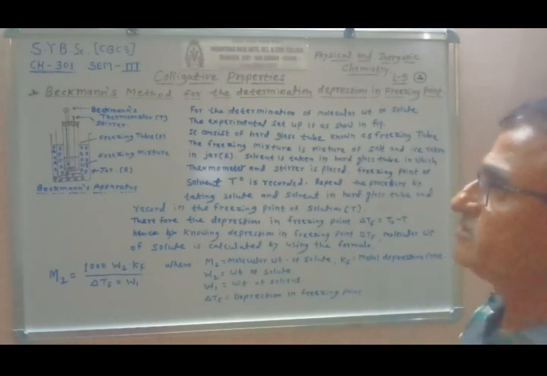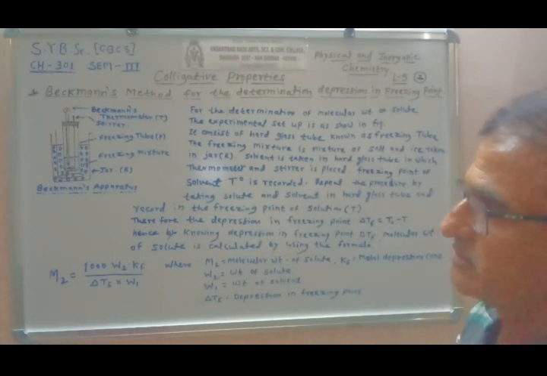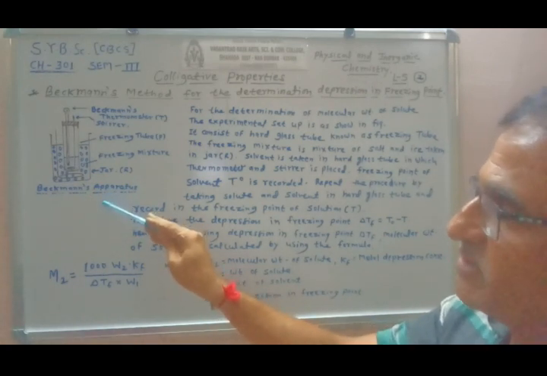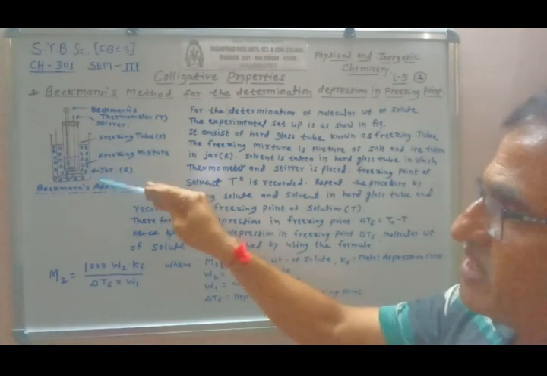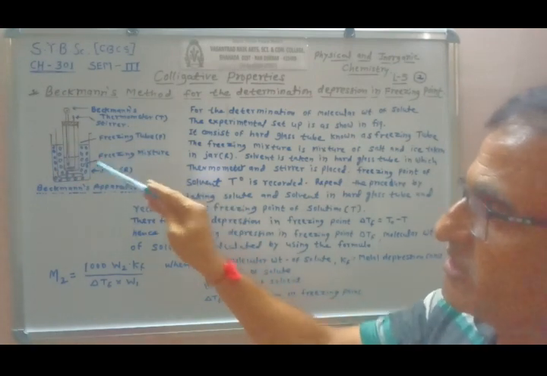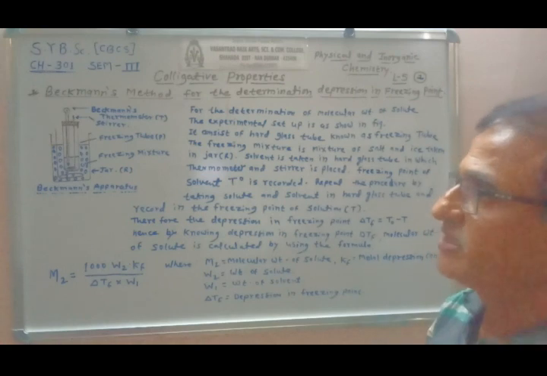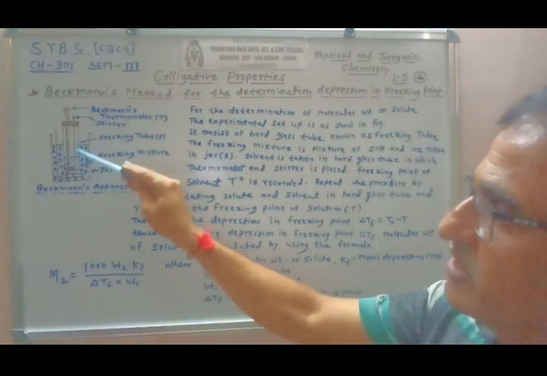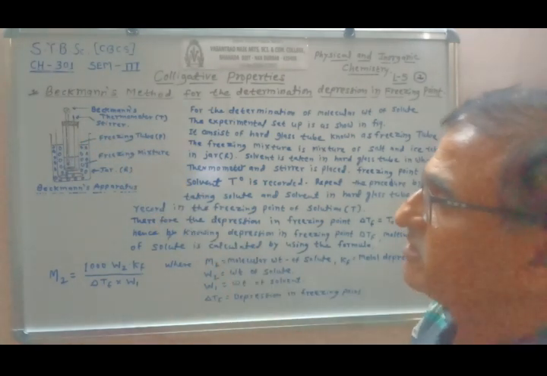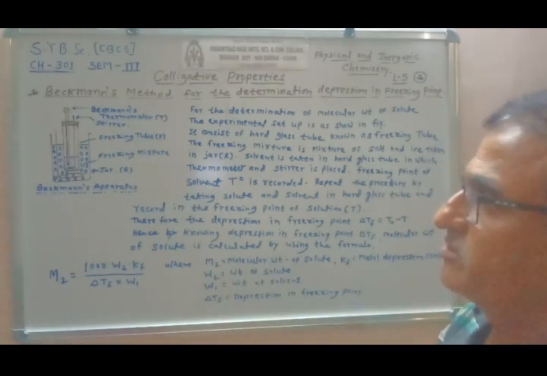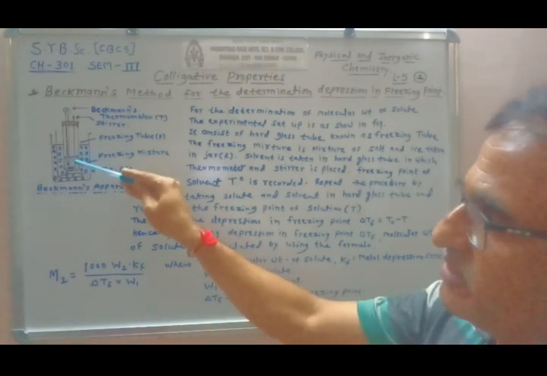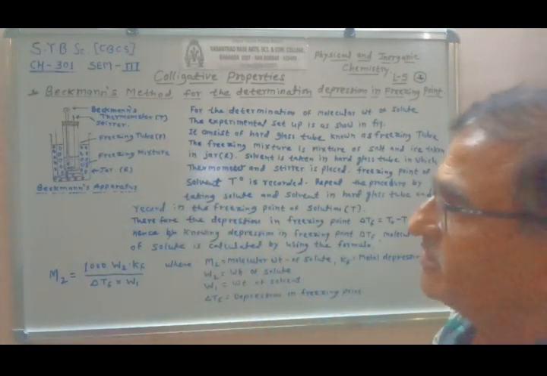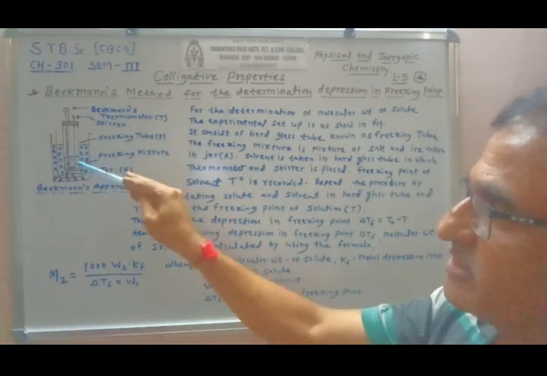For this he used the apparatus called Beckmann's apparatus. In this apparatus there is a big jar in which a freezing mixture of ice and salt is taken. In the freezing mixture, a hard glass tube is used for the determination of freezing point. In the hard glass tube, a thermometer and a stirrer are placed, and the solvent is taken in the tube.